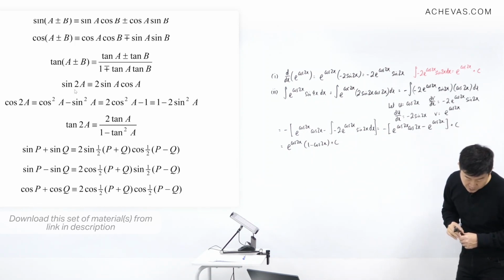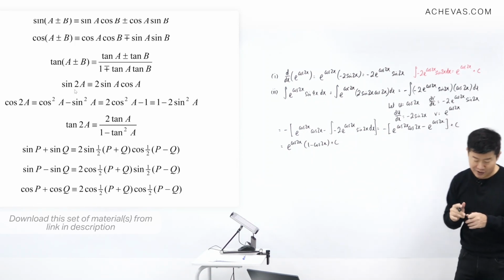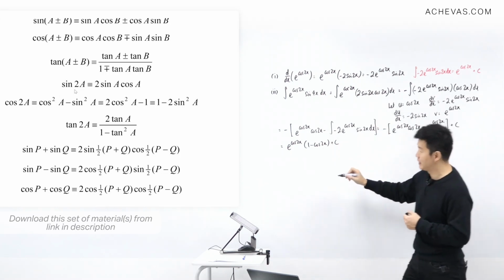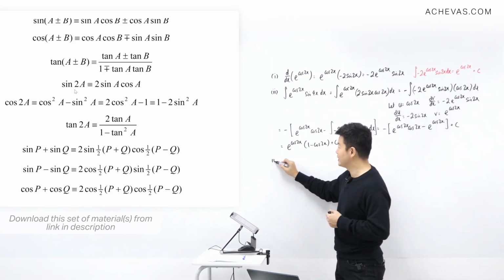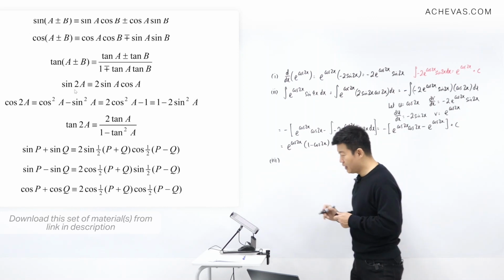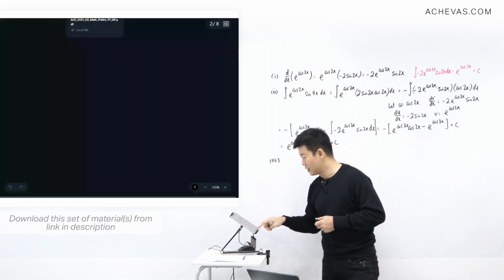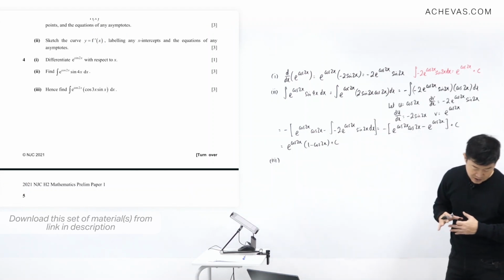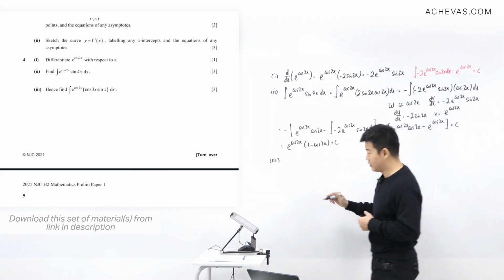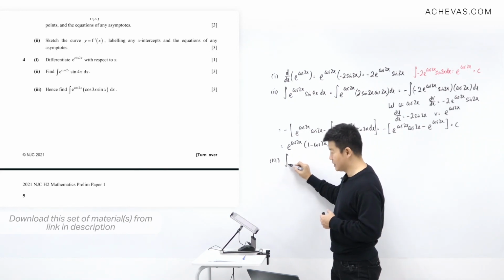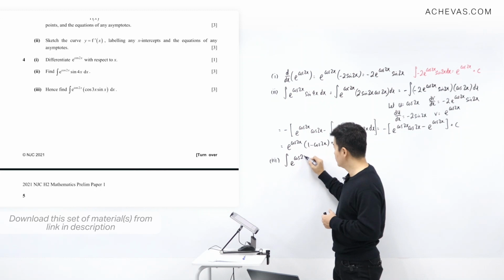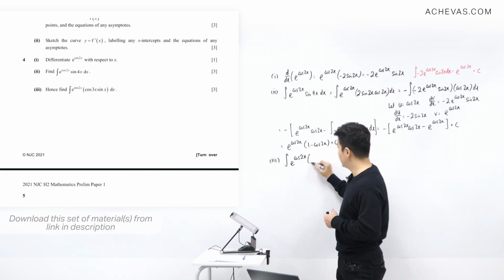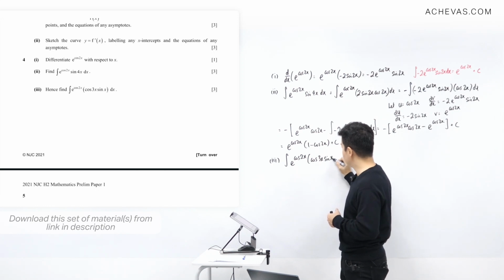And we have a part 3. Oh, part 3, then they say hence. In fact, for part 2, we have already made use of the previous part, but part 3 is also a hence question. Let's take a look at it. For part 3, we are supposed to integrate this expression here. Let me just write it down. We are supposed to integrate e to the power of cosine 2x, then after that, cosine 3x sine x.